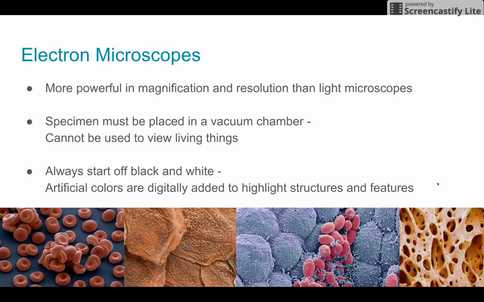Some things to note about the electron microscope is they do have more powerful magnification and resolution. However, you can't use them to view living things because the specimens have to be placed in a vacuum chamber in order to do them. And artificial color is added to the photos afterwards.